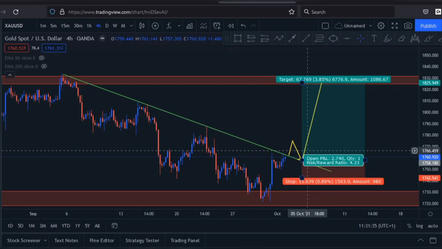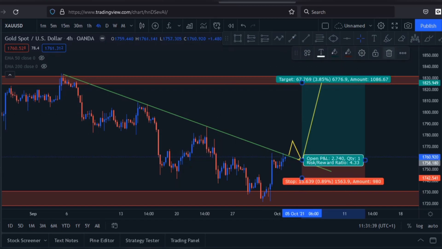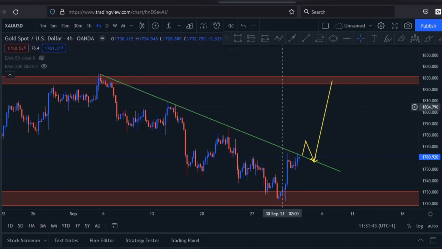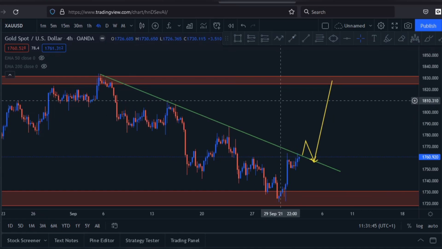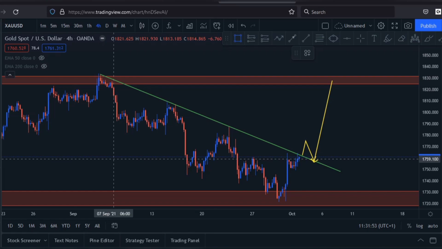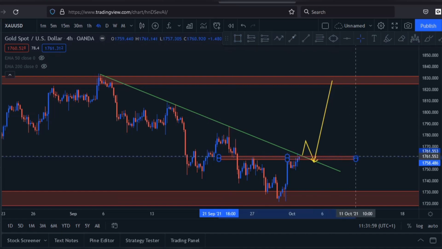Okay, so if we can capitalize on this break of this trend line, then we'll be looking to gain a lot of pips from this move, and this is what we'll be looking out for in the upcoming week for gold. So on the 4-hour time frame, we can identify key areas where we can add on to our positions, if this trade goes according to plan. So one key area is this one over here.